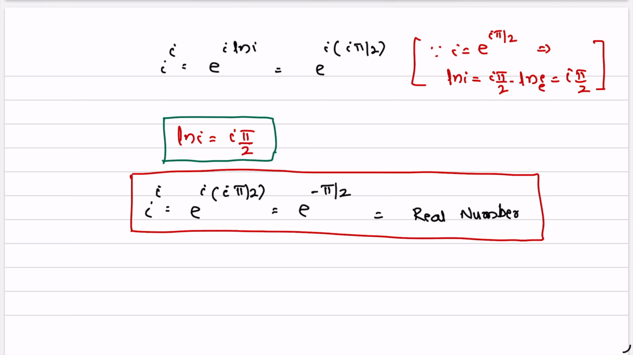Now, what will be the value of i to the power of minus i then? Plus just minus of this value, e to the power of minus pi by 2. That is equal to e to the power of pi by 2. Are you able to understand?